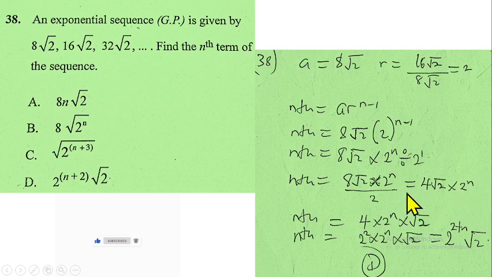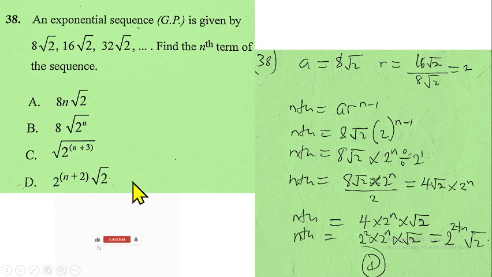From there, this can be written as 4 times 2^n times √2. You agree with me that this means 4 times √2 times 2^n. We can also apply the law of indices by writing 4 as 2^2, so that is 2^2 times 2^n times √2. Applying the law of indices gives 2^(2+n) times √2. There's nothing we can do further.